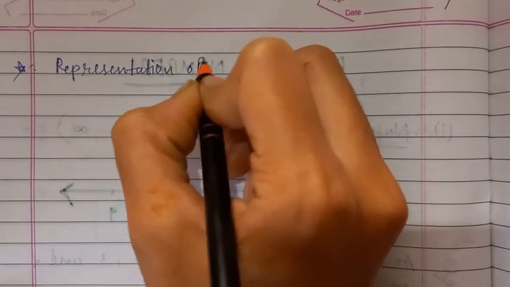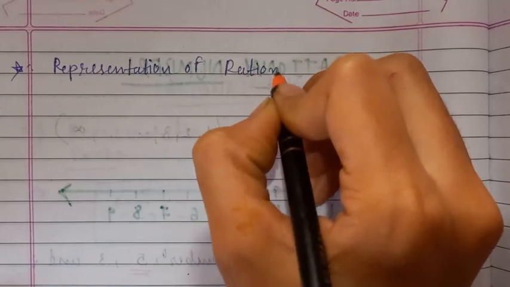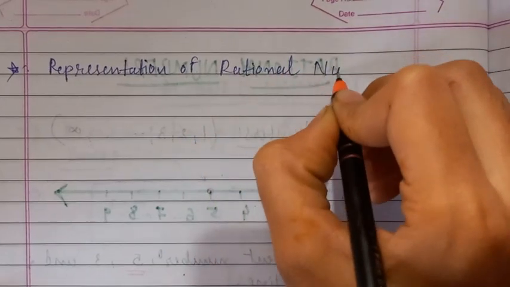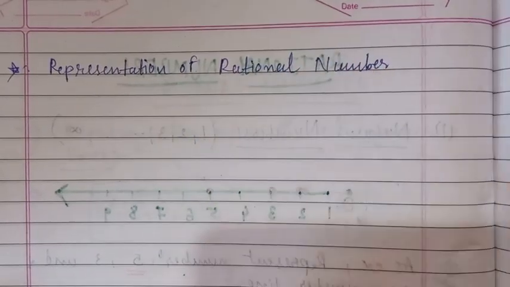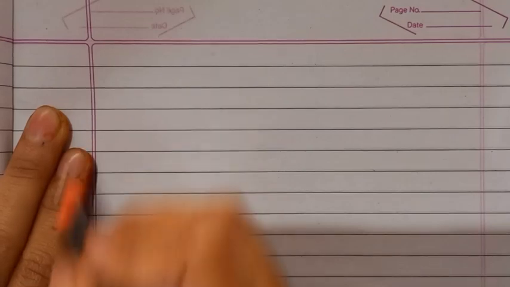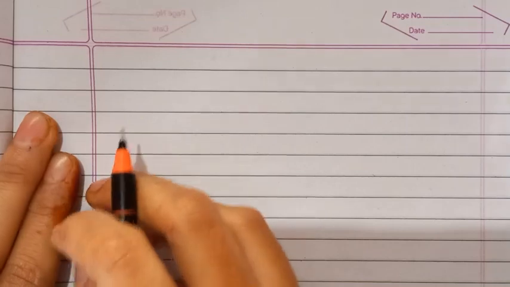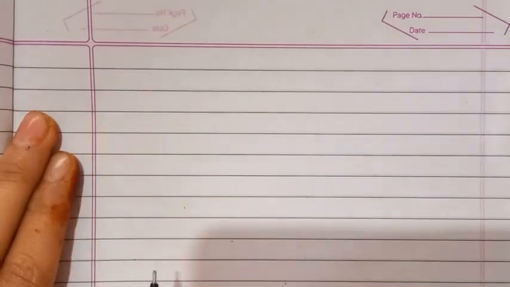Representation of rational numbers. You can represent natural numbers and whole numbers on a number line.